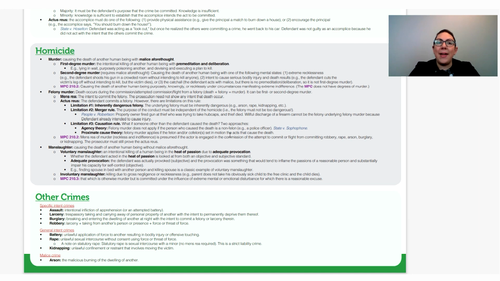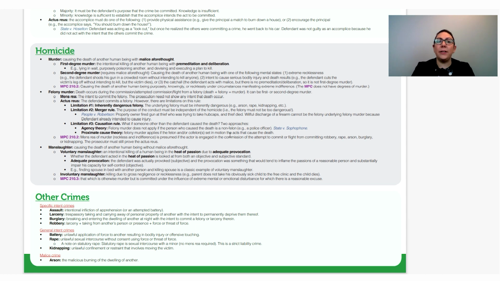And notice that malice aforethought is bolded. So what constitutes malice aforethought is going to dictate whether we have first degree or second degree murder. And this is where we see the mental state, the required mental state. What is going on in the defendant's mind is going to help dictate what type of murder it is.